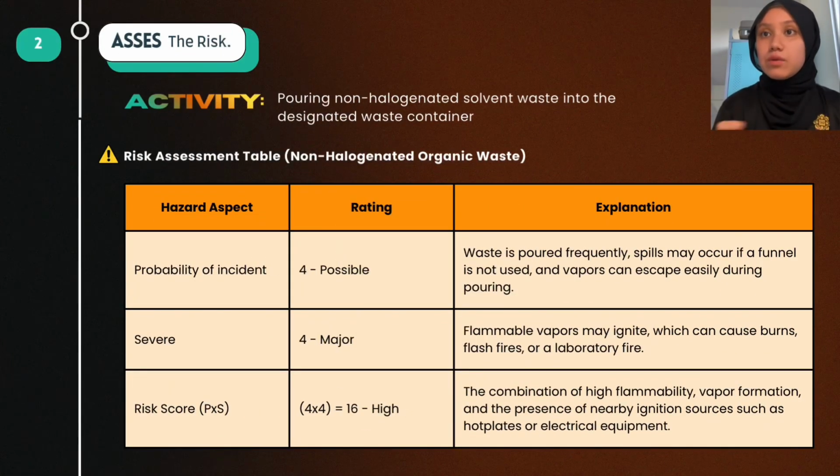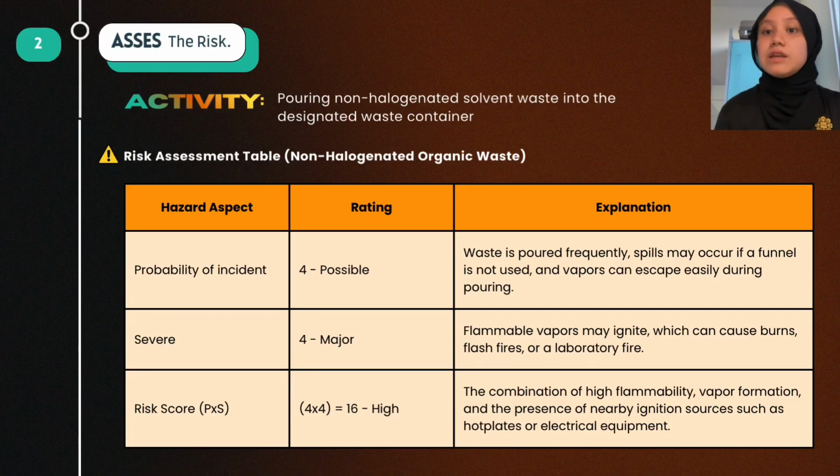Jump into the second step, which is to assess the risk, where the activity here is pouring non-halogenated solvent waste into the designated waste container. So this is the risk assessment table of non-halogenated organic waste. Here we have the probability of incident, which is 4. It is possible, where the waste is poured frequently, spills may occur if a funnel is not used, and vapor can escape easily during the pouring.